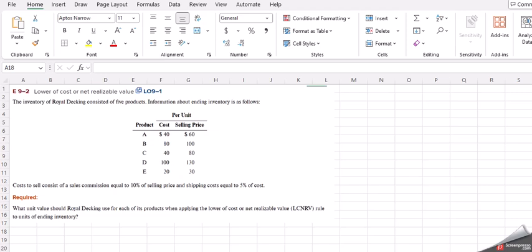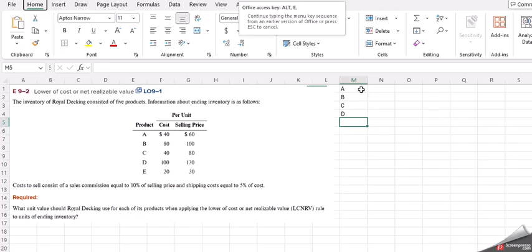Okay, in this video, we will go through some of the problems in this inventory and other calculations chapter of intermediate accounting. So we have inventory, these 5 different products. They give us the cost and the selling price. And our goal is to figure out the lower of cost and net realizable value. So we want to calculate the net realizable value for all of these products that they give us.